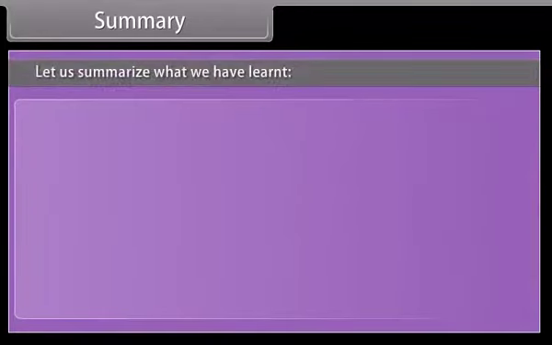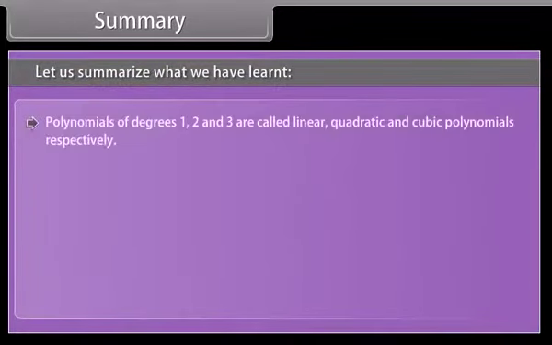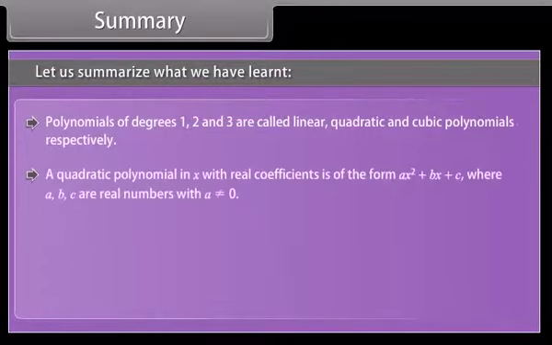Summary. Let us summarize what we have learned. Polynomials of degrees 1, 2, and 3 are called linear, quadratic, and cubic polynomials respectively. A quadratic polynomial in x with real coefficients is one of the form ax square plus bx plus c, where a, b, and c are real numbers with a not equal to 0.